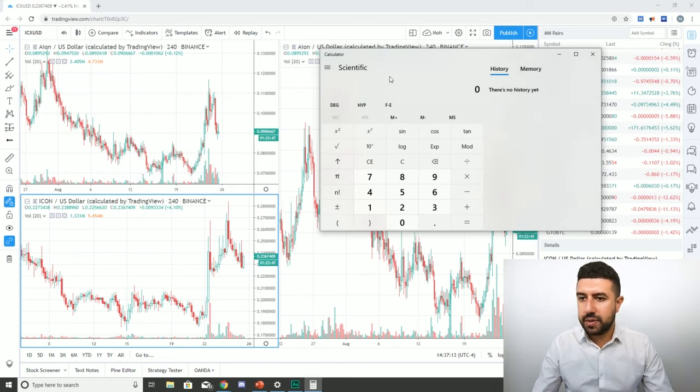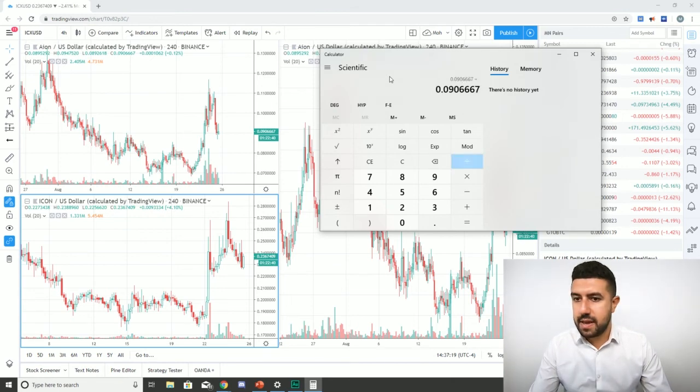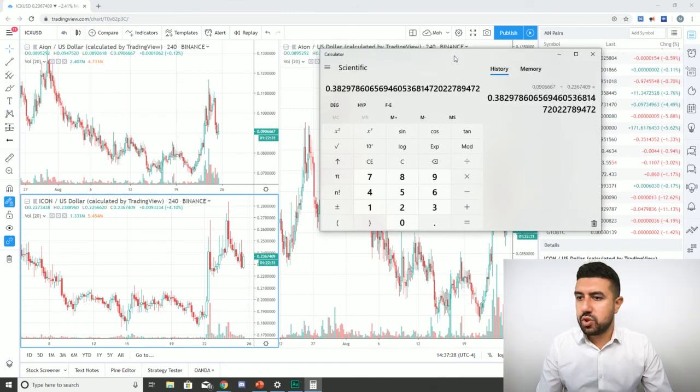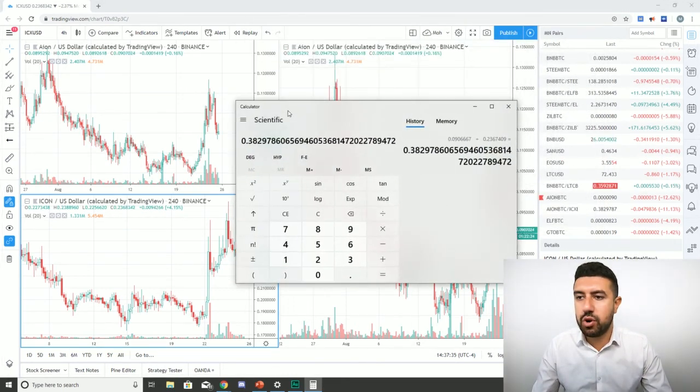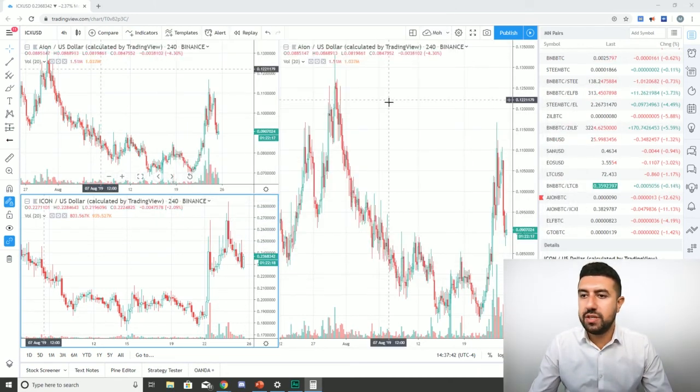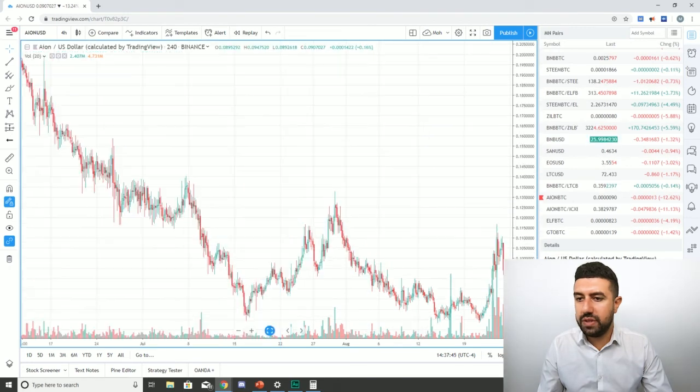So Aeon first is trading at 0.090667 cents. And then ICX is trading at 0.2367409. So the ratio here is 0.38. You don't need to keep all the zeros, 0.38. So what I want to do is I want to draw a chart between this coin and this coin. And I can draw this here. I'll remove this.